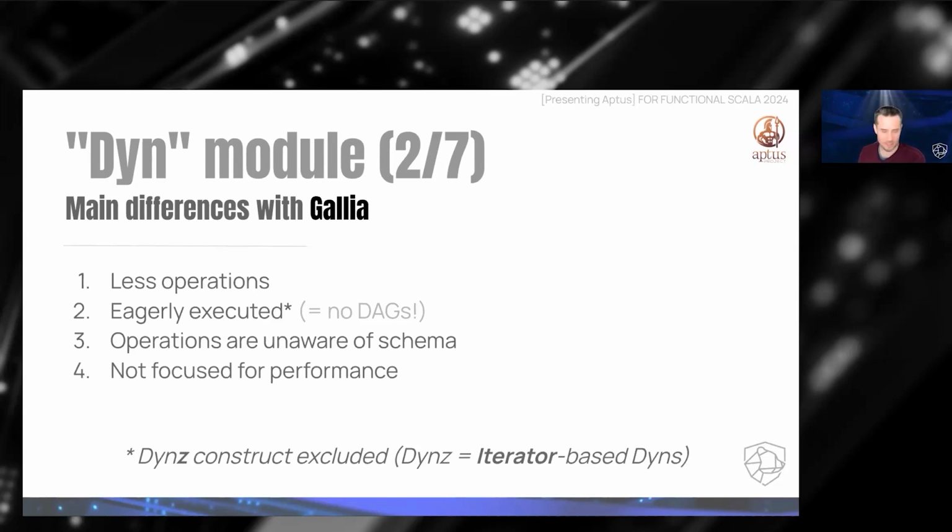Yeah, so about that asterisk here, there's a din z construct, which is basically an iterator-based din, and that one will be lazily executed, of course. But you're not going to be able to do things like forking, for instance.